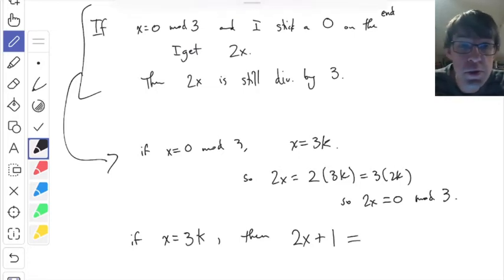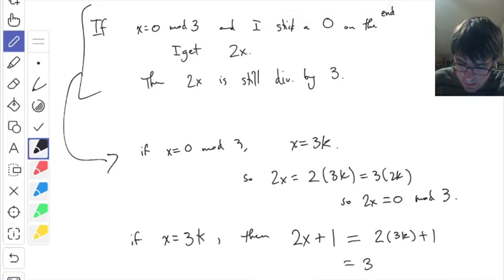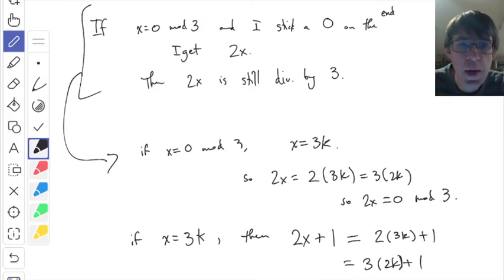I'm going to consider 2x plus 1. Remember, when you stick a 1 on the end of the number, it turns it into 2x plus 1. It doubles and then adds 1. What can you say about this number in terms of divisibility by 3? Well, this is 2 times 3k plus 1. And you can rearrange again: 3 times 2k plus 1. And I conclude that this is 1 more than a multiple of 3, right? That is to say, this equals 1 mod 3, because I wrote this thing as 3 times something plus 1.